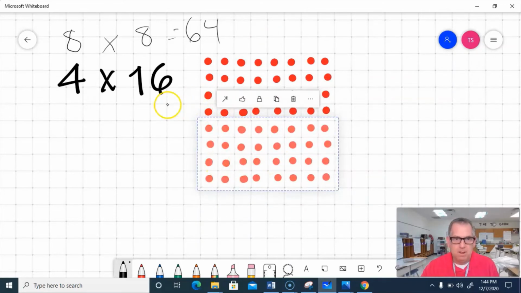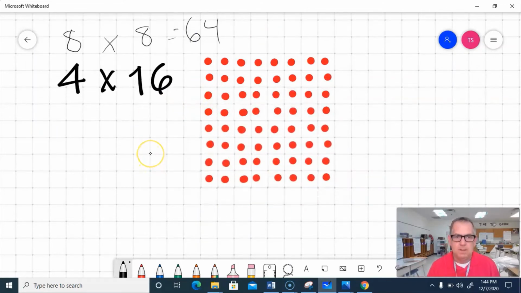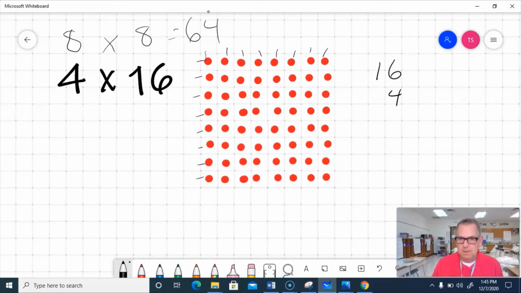So now I have an array of 8. You can see it's 1, 2, 3, 4, 5, 6, 7, 8 by 1, 2, 3, 4, 5, 6, 7, 8. It's going to be the same amount. And we'll do the 16 times 4 using the standard algorithm. So actually what I'm going to do is 16 times 4.